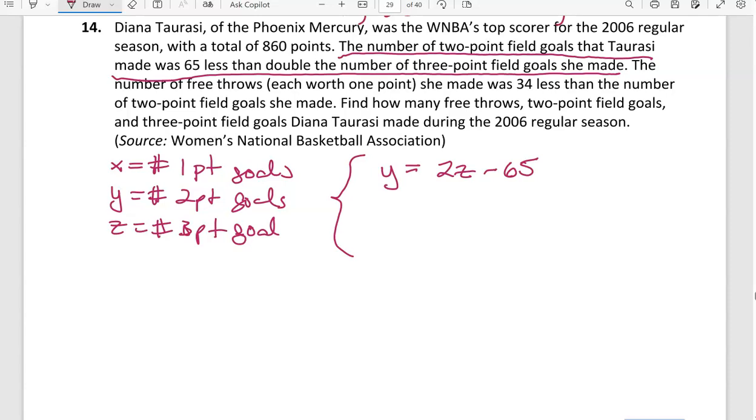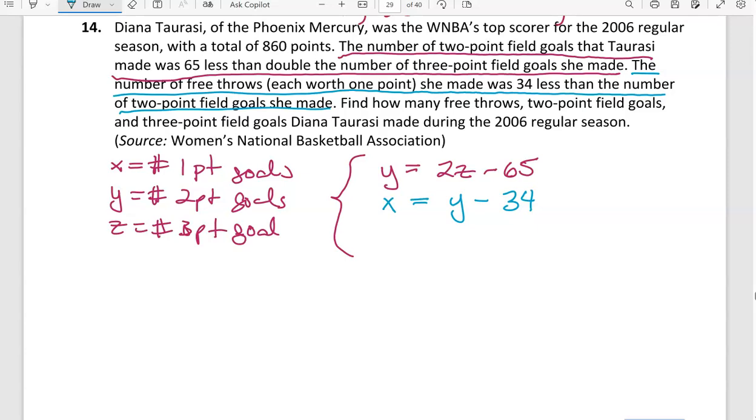And then we have a second sentence here that we can read. The number of free throws, which are each worth 1 point, was 34 less than the number of 2-point field goals. So the number of free throws would be x, and that was equals 34 less than the number of 2-point goals. So that would be y minus 34. That again will have to be put in standard form.